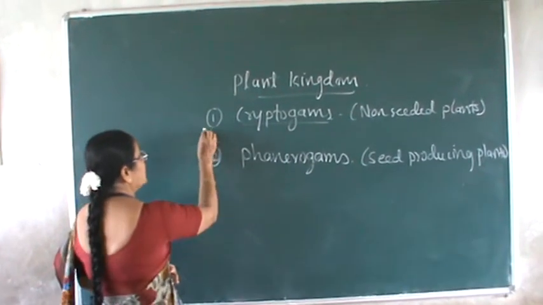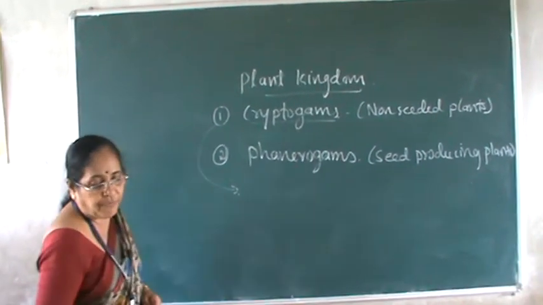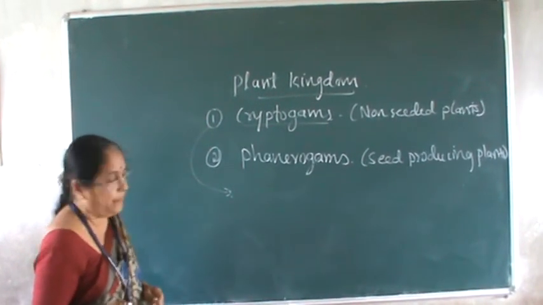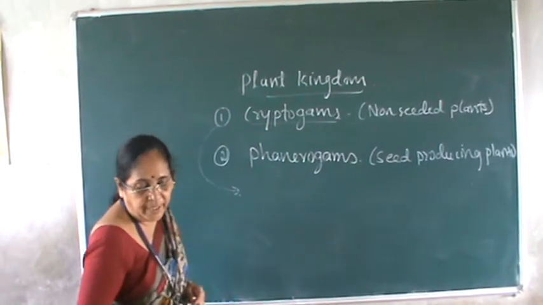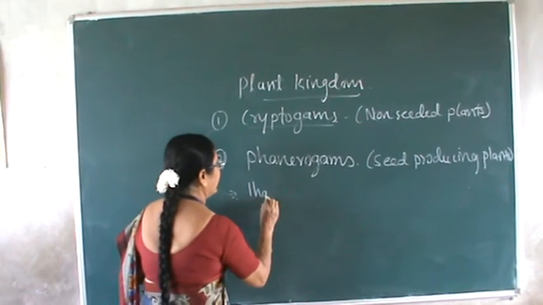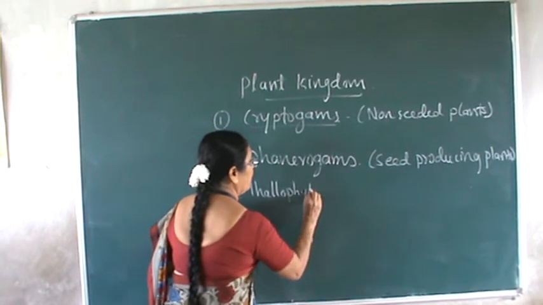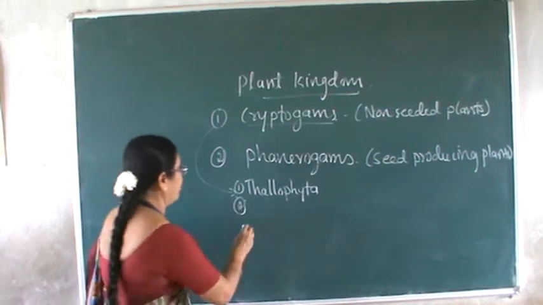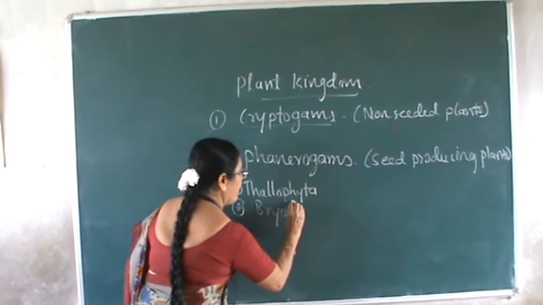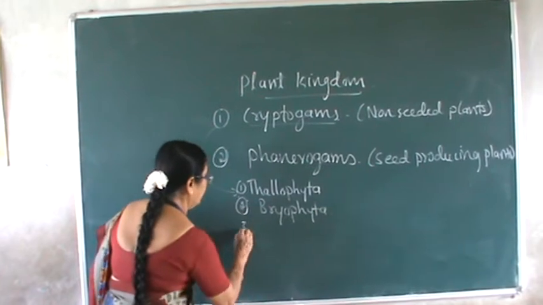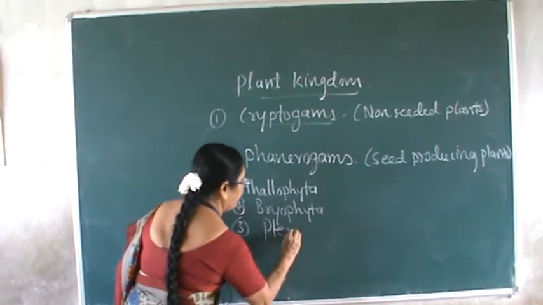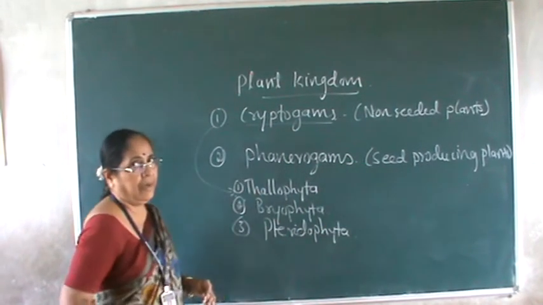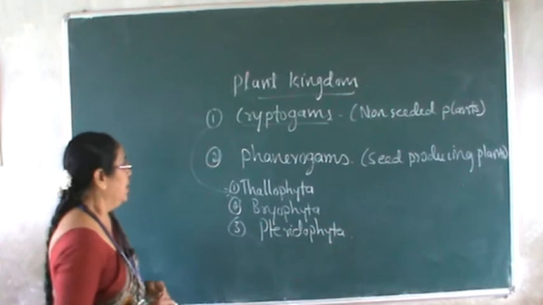As far as the cryptogams are concerned, they are further classified into 3 divisions according to Eichler, 1883. The first division includes Thallophyta. The second includes Bryophyta, and the third division includes Pteridophyta. You have learnt all the 3 in your first semester syllabus.